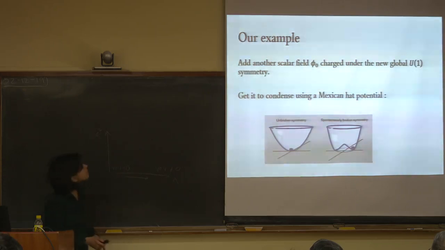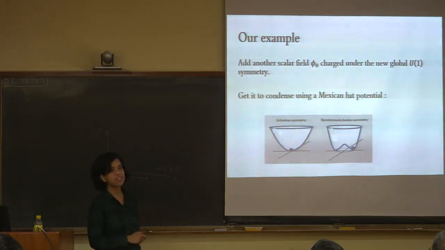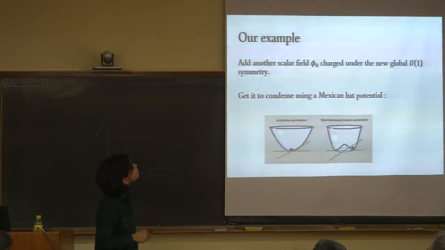So that's what I'm going to do now. So how do I do that? I'm going to add another scalar field, phi 0, charged under the new U(1) global symmetry, which is the charged scalar field you were talking about. So I'm going to add a new scalar field, and I'm going to get it to condense using a Mexican hat potential. Okay? So I'll keep it condensed.